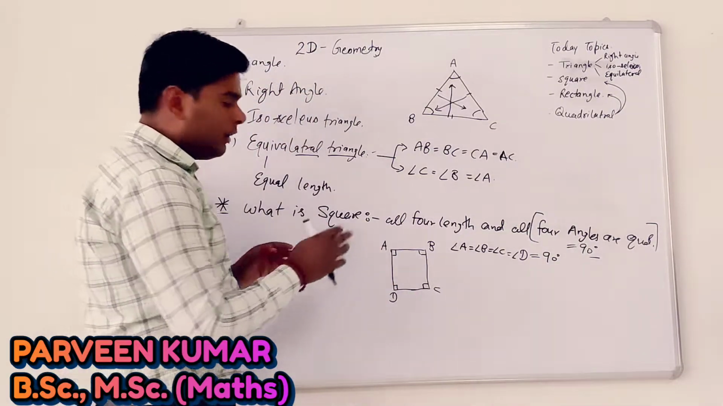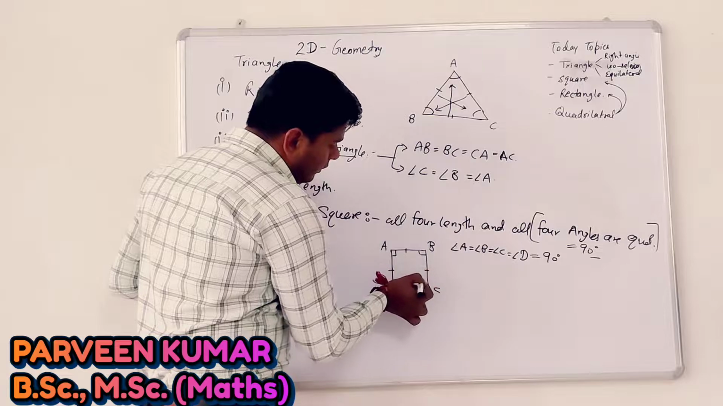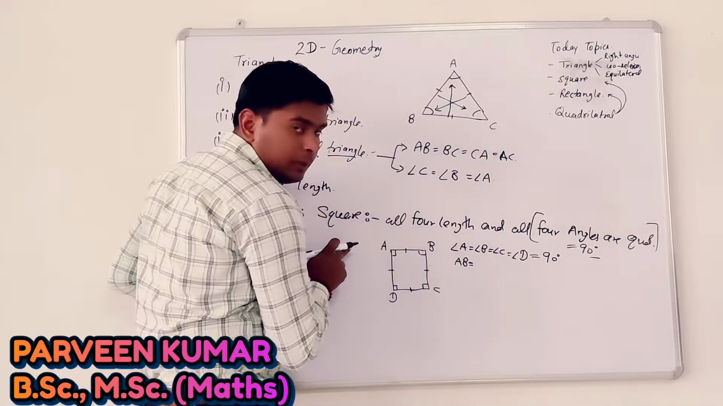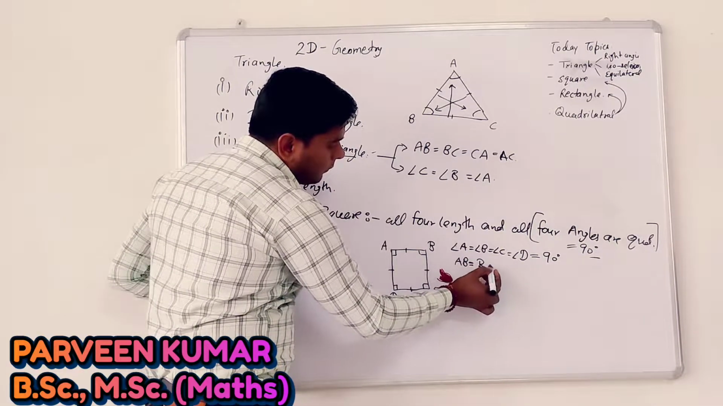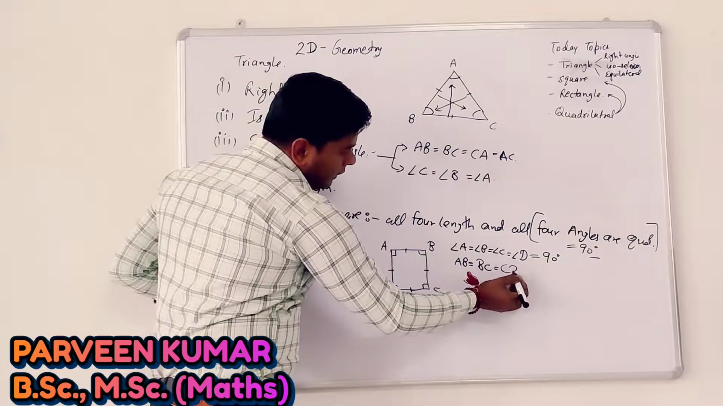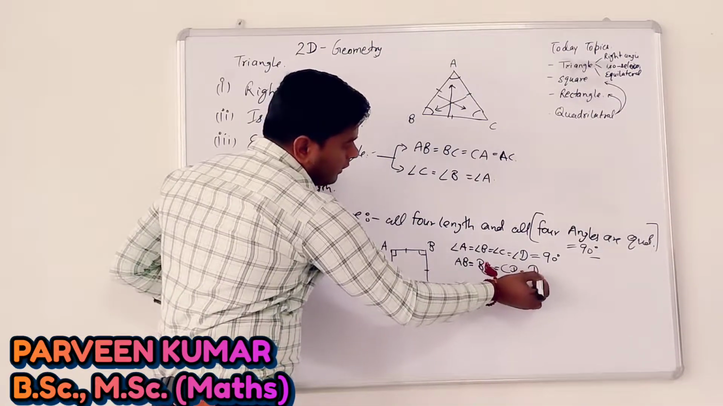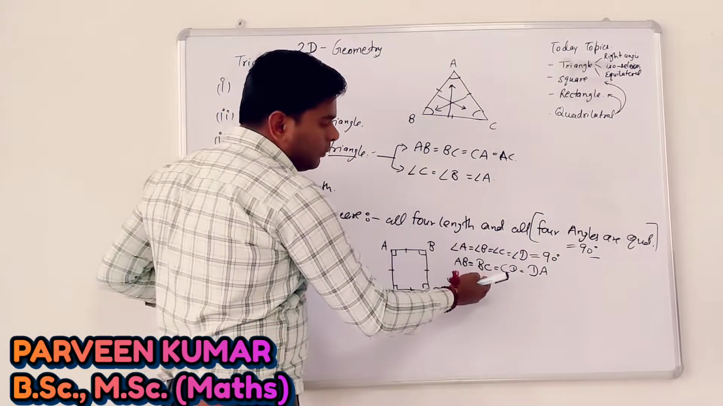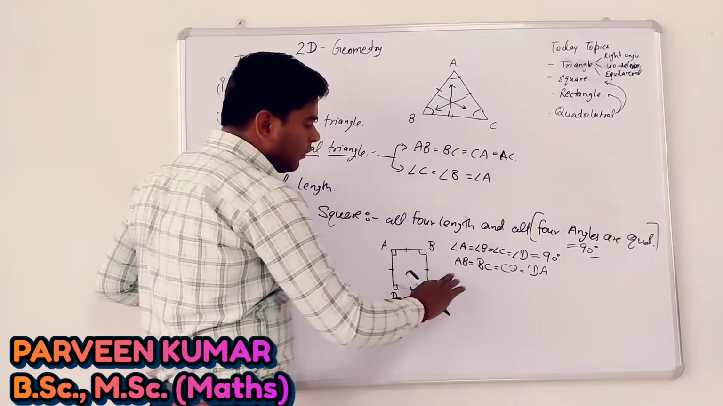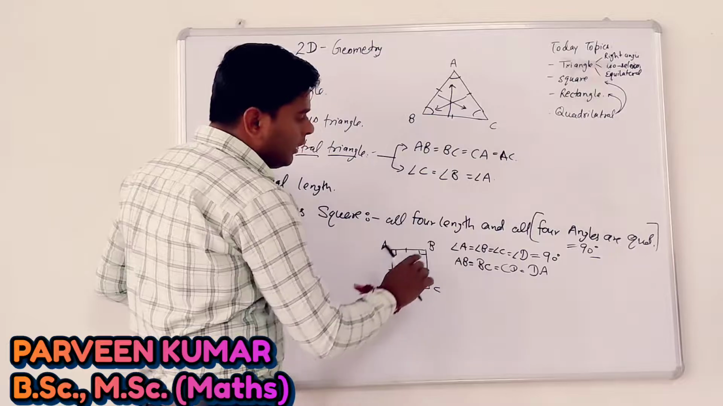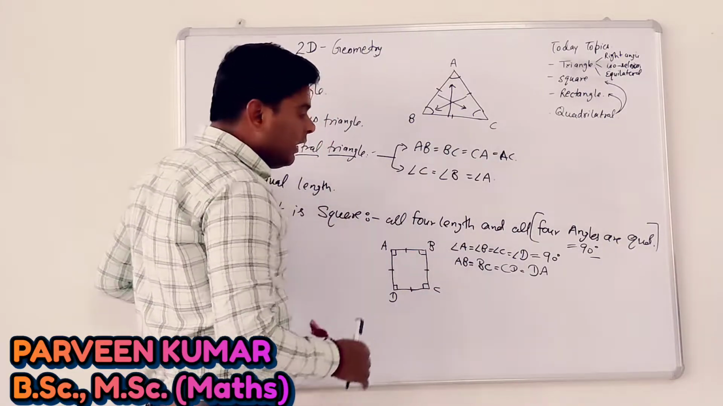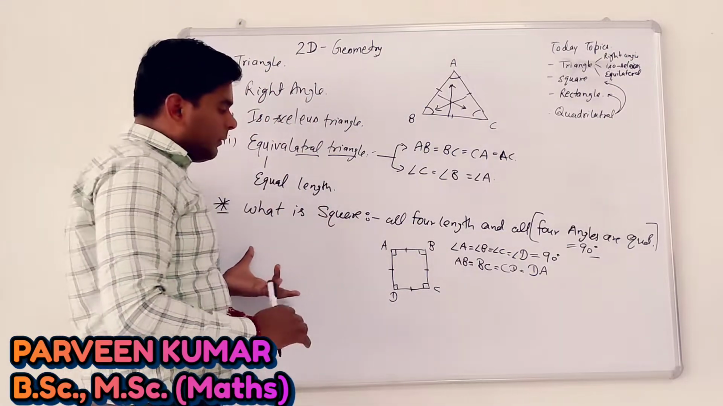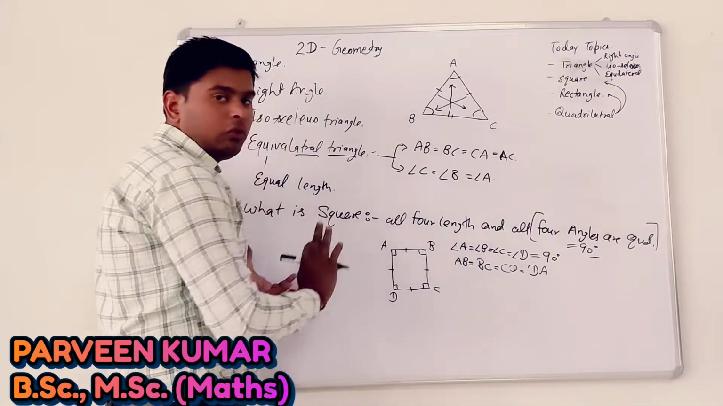And what about the lengths? Lengths are also equal. This is AB, this is BC, this is CD and this is DA. So AB is equal to BC is equal to CD is equal to DA. All four lengths are equal, all four angles are equal and equal to 90 degrees. Then the figure we obtain is a square. This figure is a square.